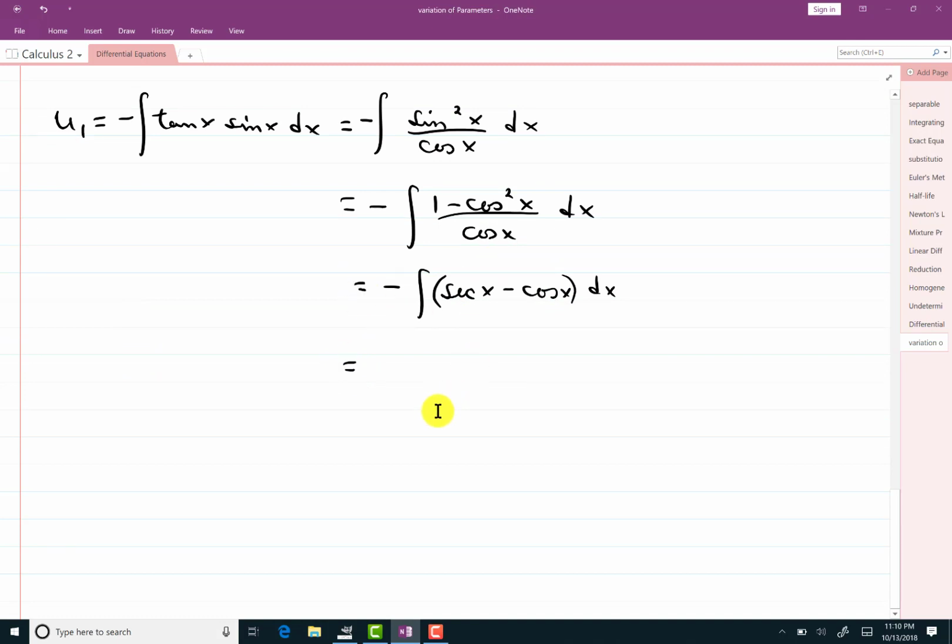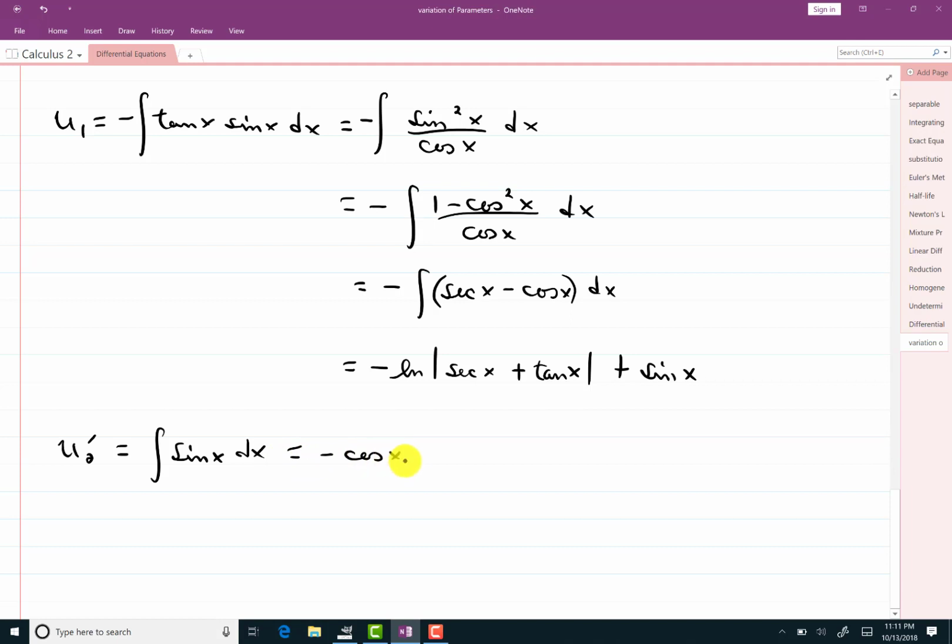And I guess I'll multiply the negative through. So negative, the integral of negative secant of x will be negative ln absolute secant of x plus tangent of x. And then I'll have plus the integral of cosine of x, so I'll have plus sine of x. So there's my u1. The u2 prime was easy. That was just sine of x, and its integral will be negative cosine of x. Like I say, you don't need any c's because we're just forming a particular solution. And that's u2, not u2 prime.